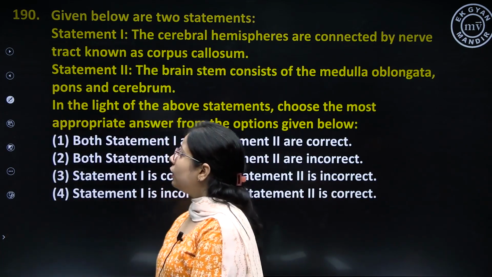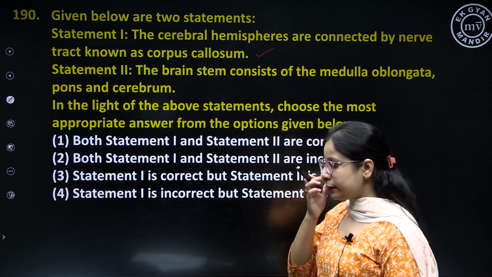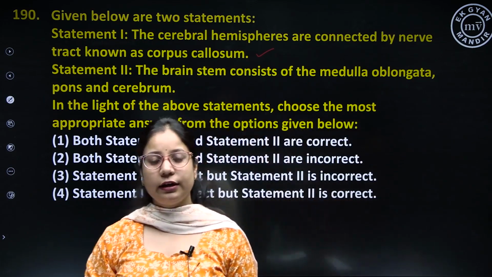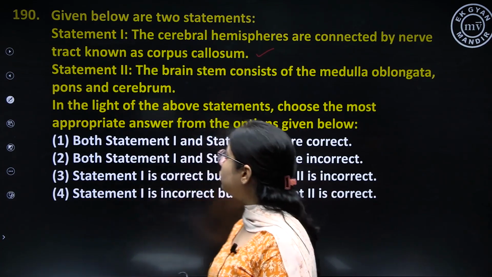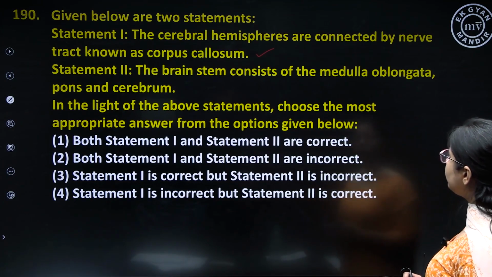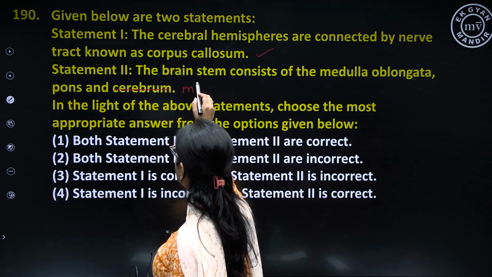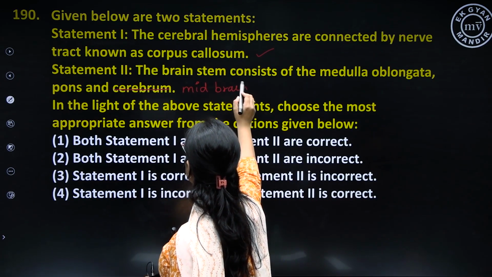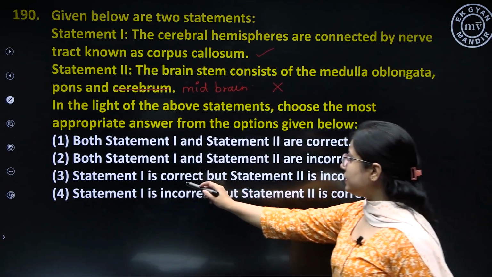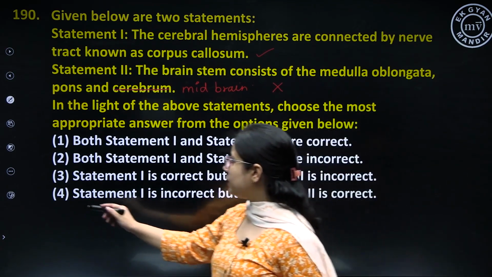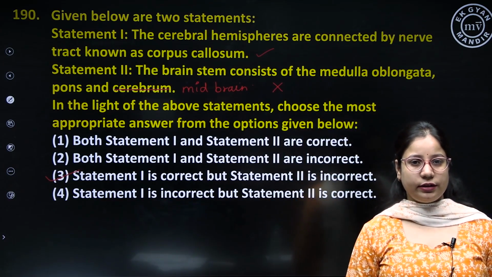So in this question, if you can see, the first statement is true, because yes, the two cerebral hemispheres will be connected together with the help of corpus callosum, which is a nerve tract. Also, statement 2, brainstem is made up of medulla oblongata, pons, but cerebrum is wrong. It consists of midbrain. So statement 1 is right, but statement 2 is wrong. So statement 1 is correct and statement 2 is incorrect. This is a correct option. Option number 3 is the correct option for question 190.